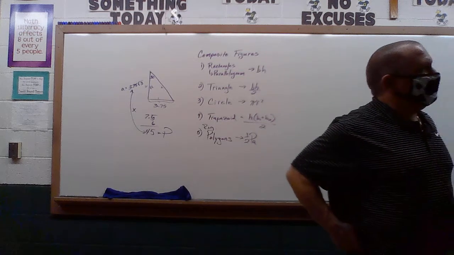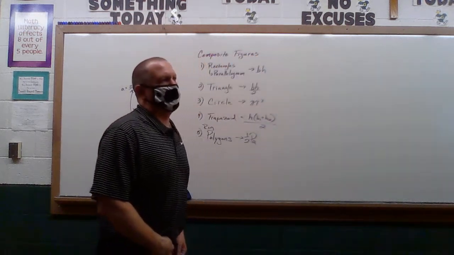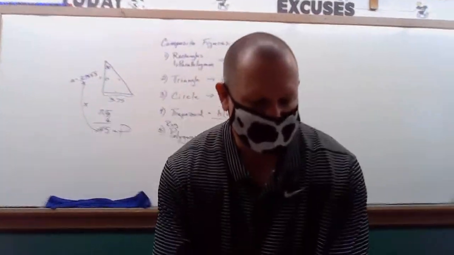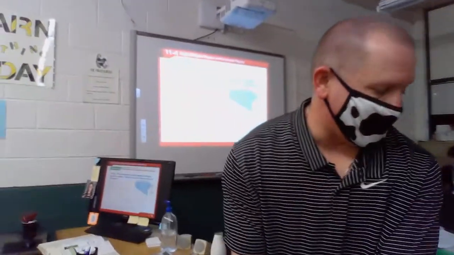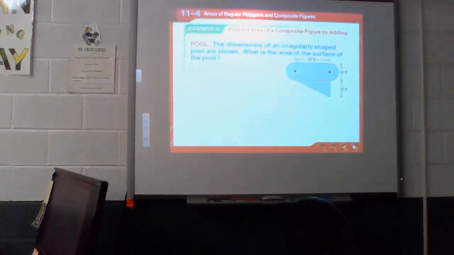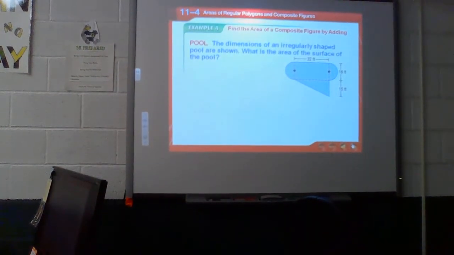The dimensions of an irregularly shaped pool are shown. What is the area of the surface of the pool? So in a sense, we're just trying to find the area of the shapes. So what do you think? Are you good with how they split it up? Okay? The most important thing is the way that they split it up, can you figure out everything that you need?